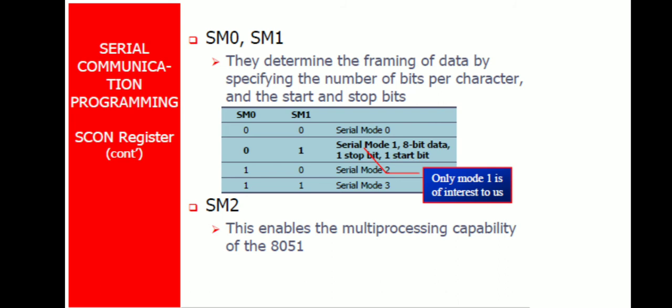If SM0 and SM1 are 0, 0, it is serial mode 0. If it is 0, 1, then serial mode 1, in which there is 8-bit data with one start bit and one stop bit. If SM0 is equal to 1 and SM1 is equal to 0, then serial mode 2. And if SM0 is equal to 1 and SM1 is equal to 1, then it is serial mode 3. In such a way, with the help of the SM0 and SM1 bits, we can define the transmission mode of serial communication.